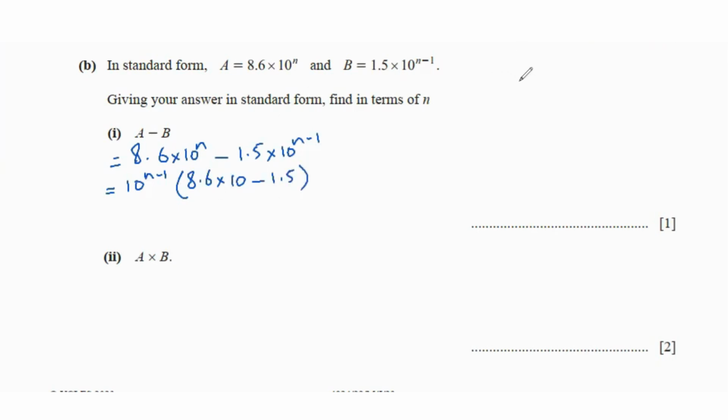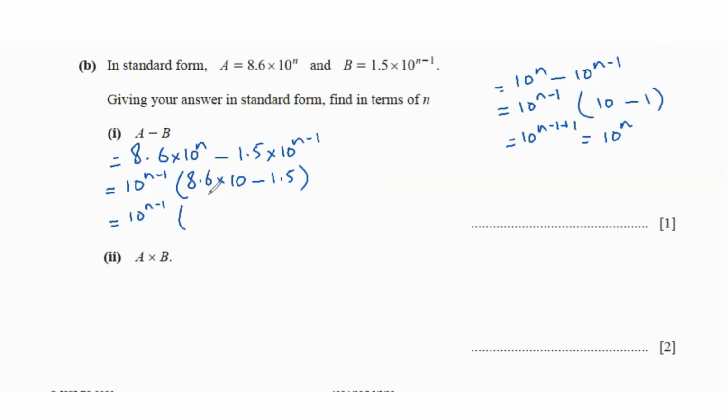Why 10? Because we have 10 to the power of n minus 10 to the power of n minus 1. If I'm taking 10 to the power of n minus 1 common, what's left behind is 10. Why 10? Because if you multiply them back, 10 to the power of n minus 1 plus 1 would be 10 to the power of n. So then 10 to the power of n minus 1 is 8.6 times 10, which is 86. 86 minus 1.5 is going to be 84.5.